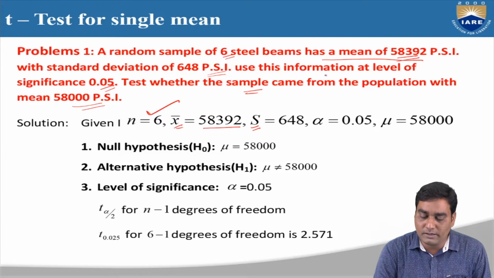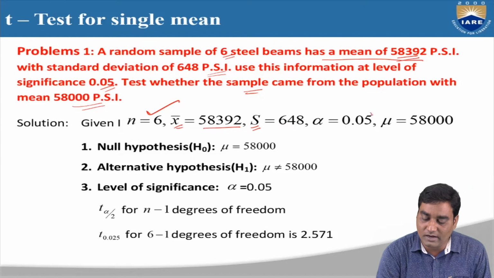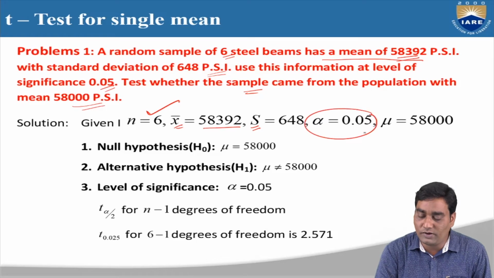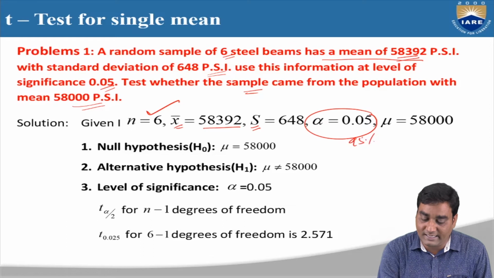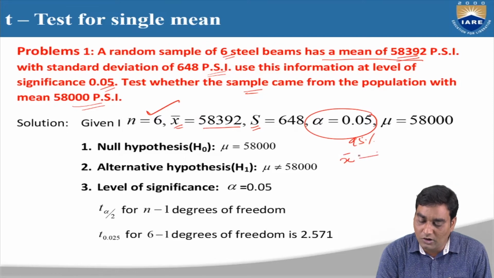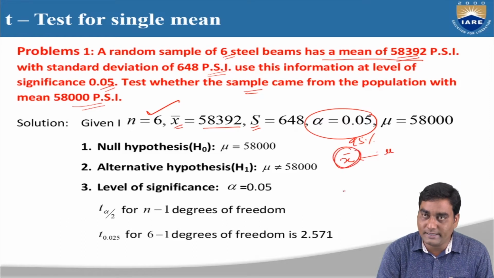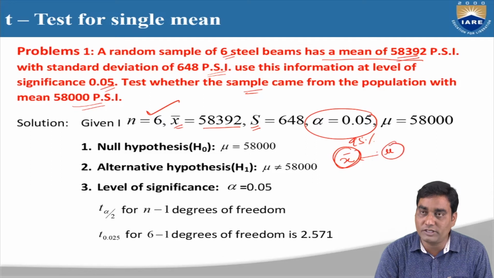According to the information, use the above information at level of significance. Alpha value is given, level of significance. That means 95% confidence. Alpha is 0.05 means the confidence level is 95%. What are we going to test? We are going to test whether this sample x bar came from the population or not. The population mean is also given, mu equal to 58,000. That means we are going to verify whether this sample x bar came from the population mu or not. This is the problem.